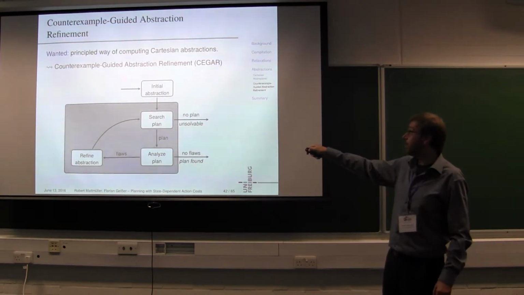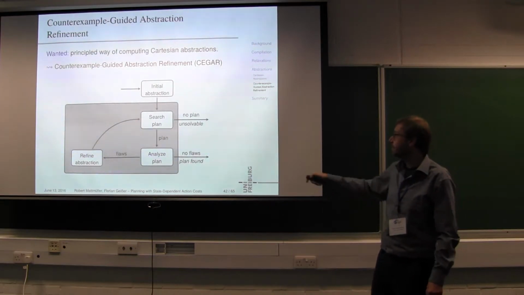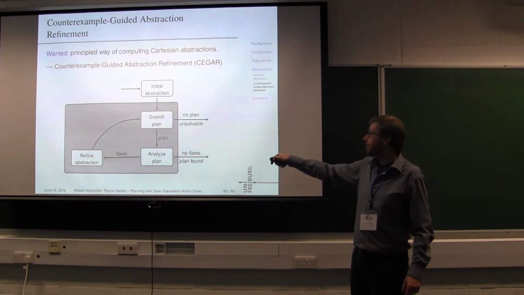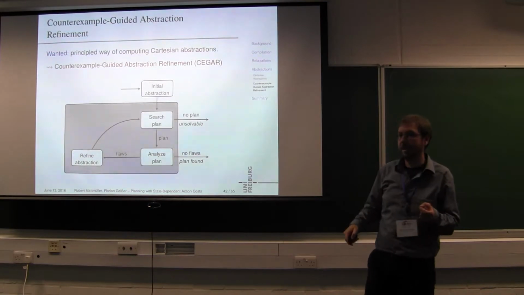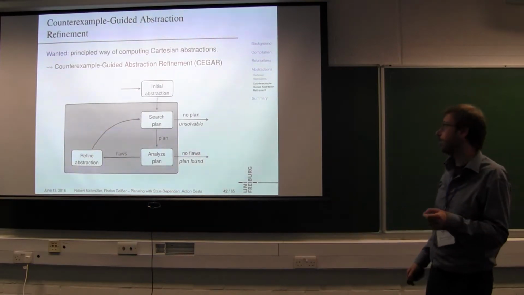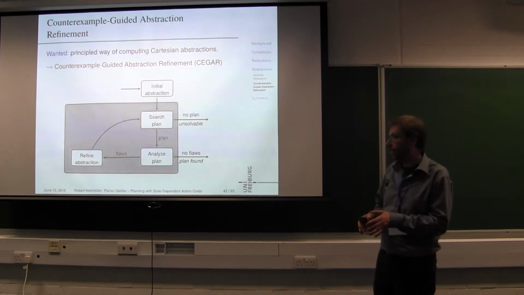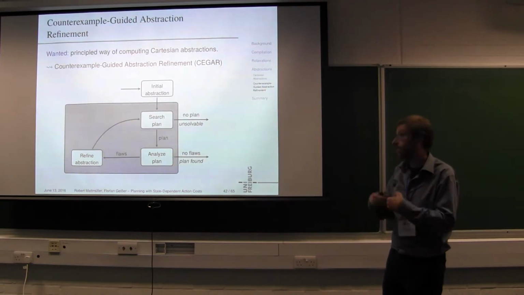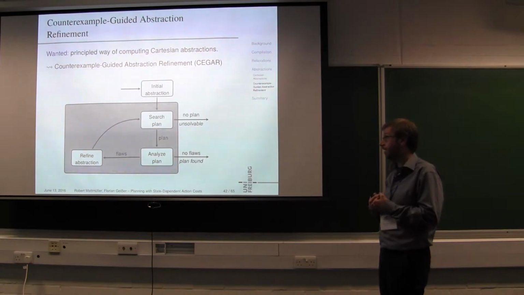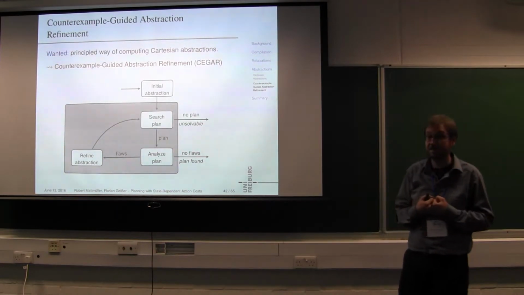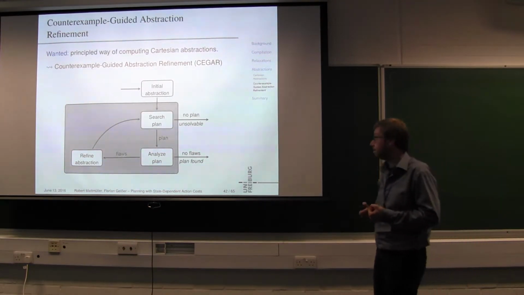You start with a very coarse initial abstraction of your planning task, search for a plan there. If there's no plan, then you know there also can't be a plan in the original task. So abstraction is an over-approximation, and this means if there's a plan in the concrete task, then there also must be one in the abstract task. So conversely, if there's none in the abstract task, there also can't be one in the original one.